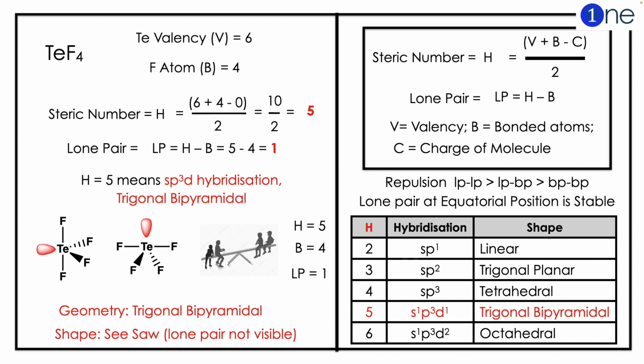H5 means sp3d hybridization, which represents trigonal bipyramidal. So trigonal bipyramidal structure with one lone pair. So what really happened? You have the lone pair in the equatorial position, that's how it's stable, and you have the lone pair above the plane, it is not visible, so it will be like a seesaw. So the shape of tellurium tetrafluoride is seesaw shape.